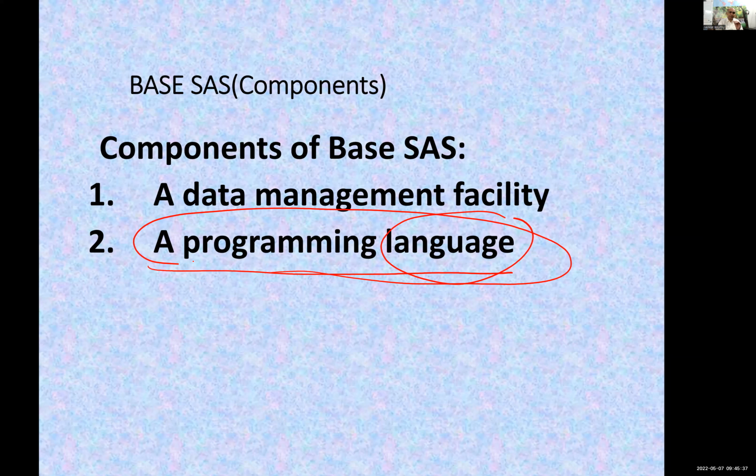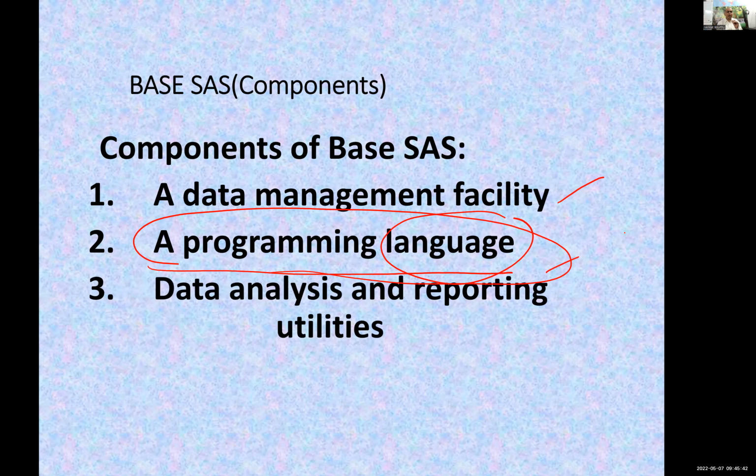So programming language, data management facility, and data analysis and reporting utilities. We want to analyze the data, and after that, we want to report it. Just a simple analysis doesn't help anything. We want to report it, and people want to take a decision. For example, for participation they never give any medals; for winning the race, they give the medals. So you analyze, and you need to report it. Then people are going to take a decision. So all these are the main base components in SAS.